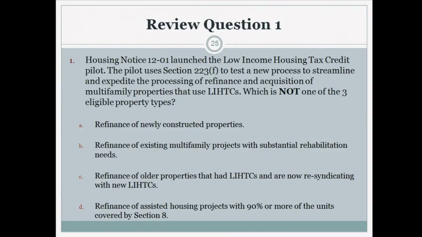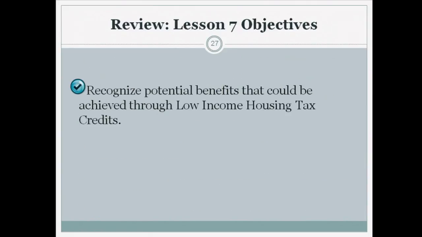We are going to skip this review question because it did not go with this lesson and go straight to just reviewing the last objective. We were to recognize the potential benefits that could be achieved through the Low-Income Housing Tax Credit Program. Again, this was not meant to give you everything, but we hope we got a good idea of the 10,000-foot view of the tax credit program and how it might work for you.